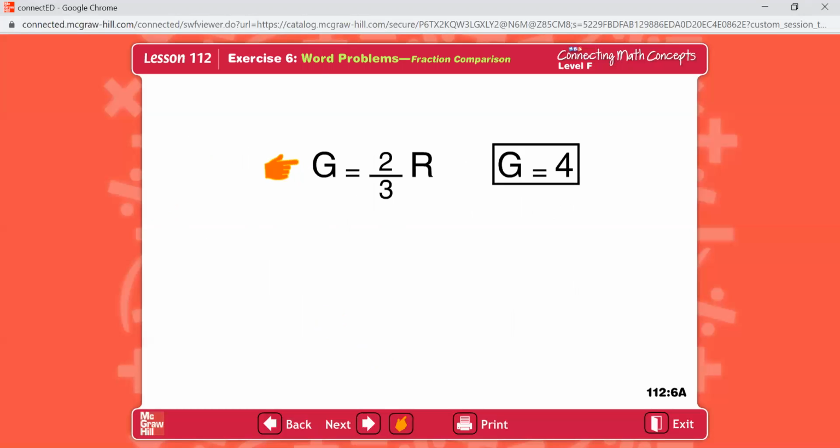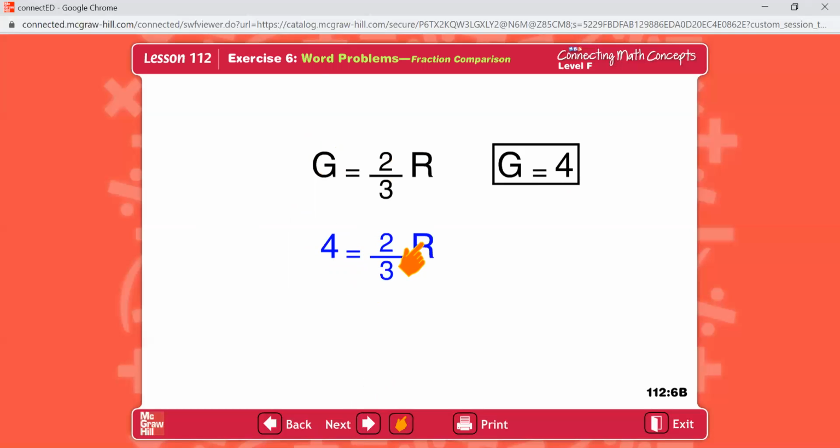This problem reads, G equals 2/3 R. G equals 4. I'll read it again. G equals 2/3 R. G equals 4. The problem gives a number for G. G equals 4. So rewrite the equation plugging 4 in for G, like so. Your new equation is 4 equals 2/3 R. You have to figure out R.